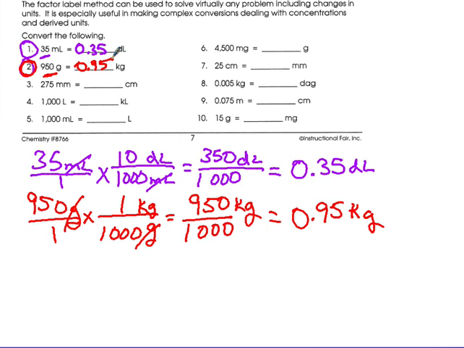Kilograms. And that makes sense because a dime weighs grams and a kilogram is like 2.2 pounds. So a dime doesn't weigh 2.2 pounds. Okay? So that helps you to compare grams to kilograms. There's 1,000 grams in 1 kilogram. Now let's look at number 3.